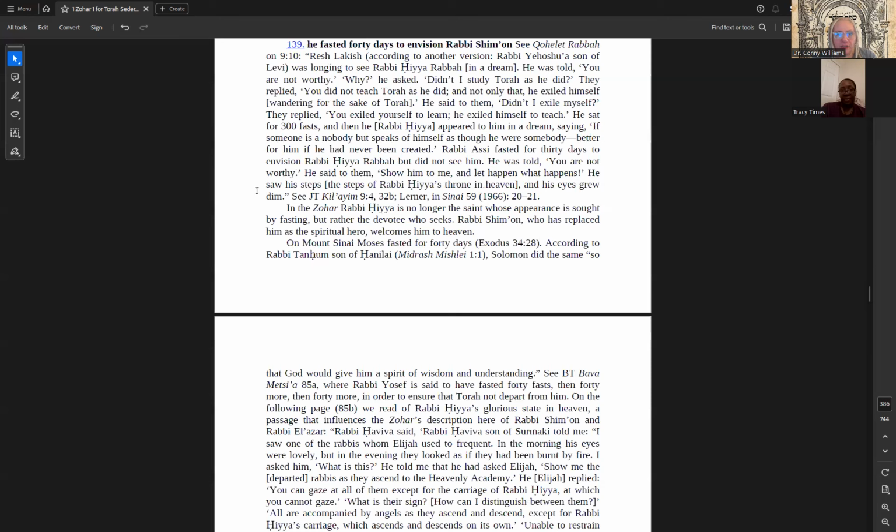The Reish Lakish, according to another version, Rabbi Yehoshua, son of Levi, was longing to see Rabbi Chia Rabbah in a dream. He was told, "You are not worthy." "Why?" he asked. "Didn't I study Torah as he did?" They replied, "You did not teach Torah as he did. And not only that, he exiled himself, wandering for the sake of Torah."